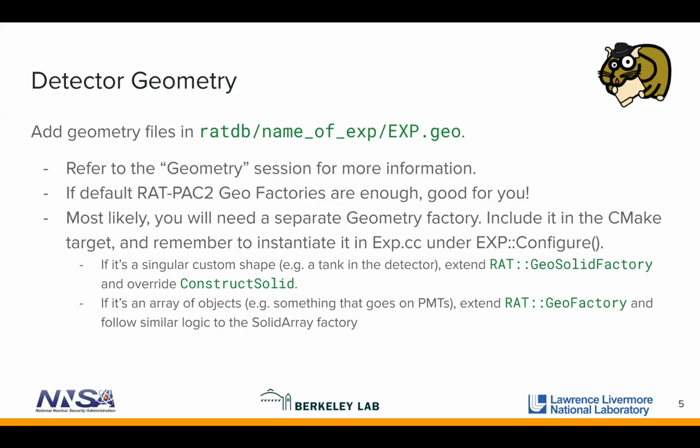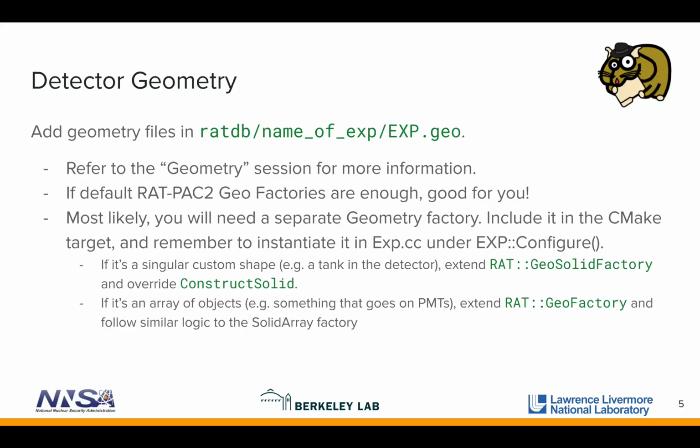So you can create a new geometry factory inside your private experiment and add it to ratpac-two. So you don't have to add a geometry factory into rat itself. There's a couple of things you need to make sure that you add to the .cc file that creates your executable and the configure file. So this is just for documentation purposes, to show you where the geometry factories need to be registered in a private experiment.